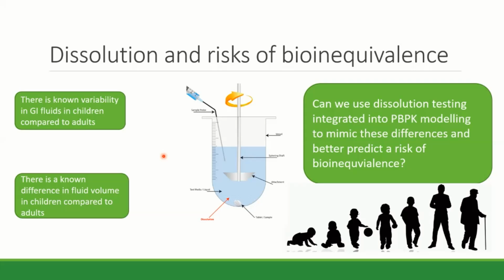We also know that there's variability in gastrointestinal fluids in children compared to adults based on their composition. And we also know that there are differences in the volume that can be observed in children compared to adults. There are publications on this that have come out of my group that I'd be delighted to share for anyone interested. So one of the things we wanted to explore was whether we could use dissolution testing that integrated these compositional and volume changes to create a biorelevant system that might better predict performance in pediatrics and be superior in terms of integration into the physiologically based pharmacokinetic modelling tests.